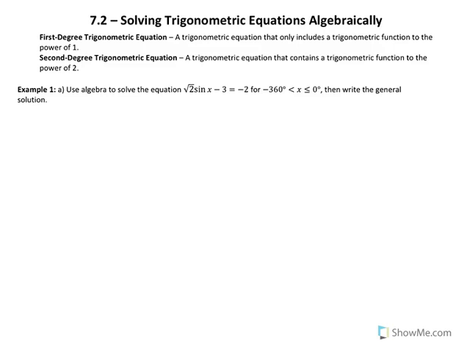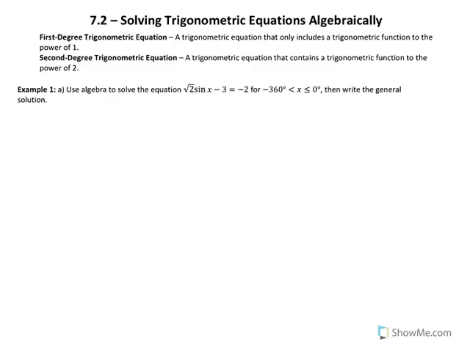Alright, 7.2, solving trigonometric equations algebraically. So this one requires a little bit more math than the graphical method, which was just typing it into Desmos. Okay, so use algebra to solve the equation root 2 sine x minus 3 equals negative 2 for negative 360 is less than x less than 0, and then write the general solution.